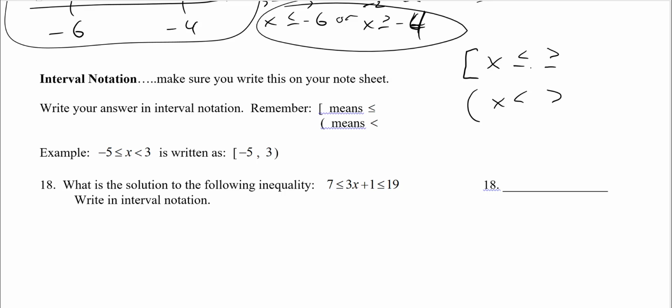Okay, so as an example down here, I said x is between -5 and 3. So you put a bracket because it's less than or equal to, and then you put a parenthesis because it's just less than -5 and 3.